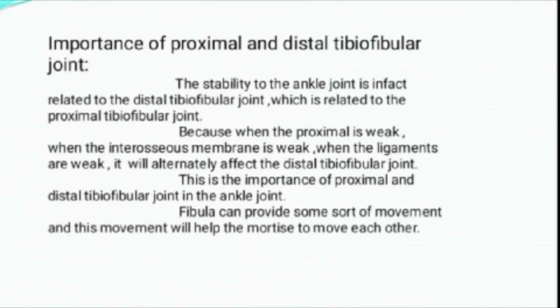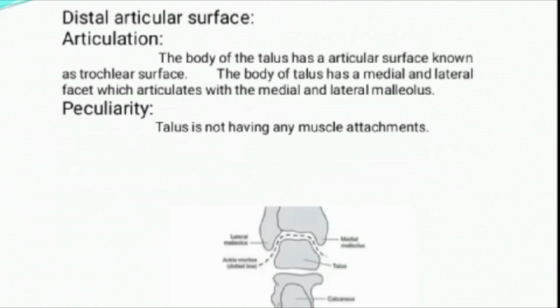Importance of proximal and distal tibiofibular joint. The stability of the ankle joint is in fact related to the distal tibiofibular joint, which is related to the proximal tibiofibular joint, because when the proximal is weak, when the interosseous membrane is weak, when the ligaments are weak, it will ultimately affect the distal tibiofibular joint. This is the importance of proximal and distal tibiofibular joint in the ankle joint. Fibula can provide some sort of movement, and this movement will help the mortise to move.